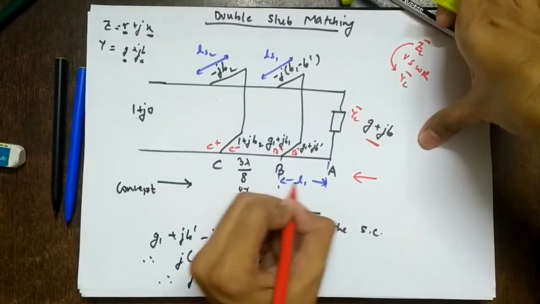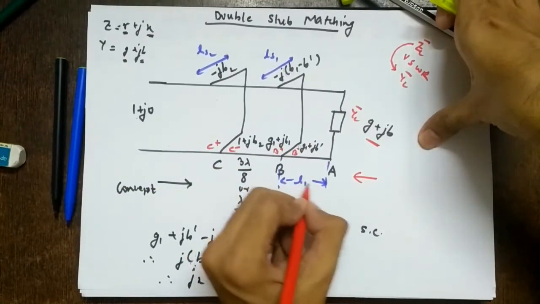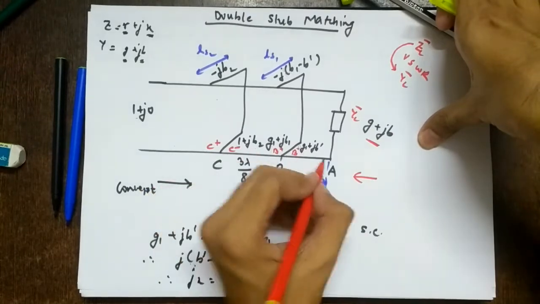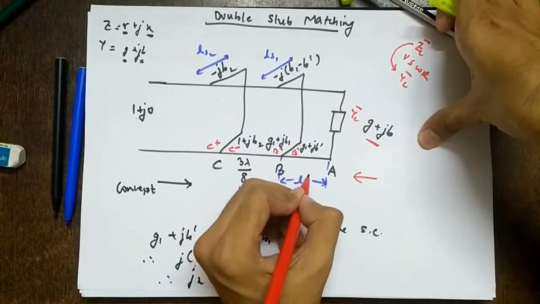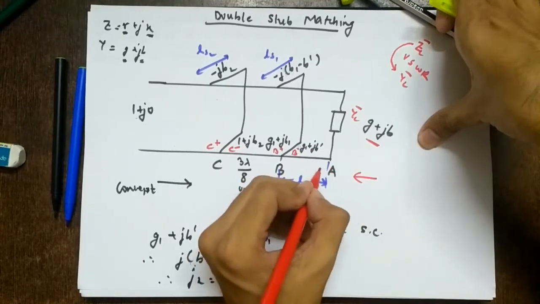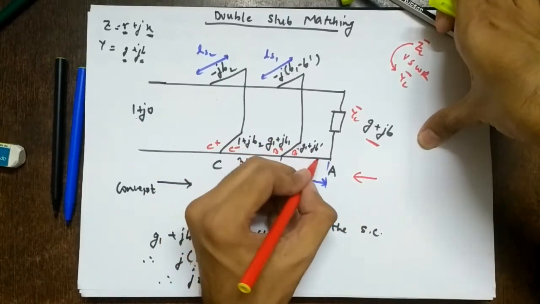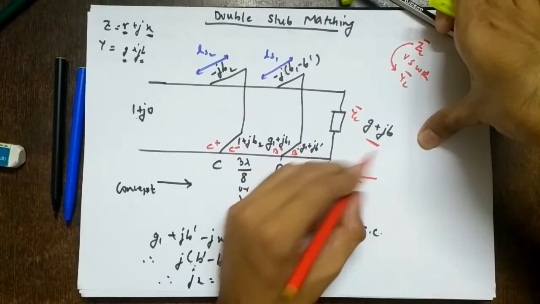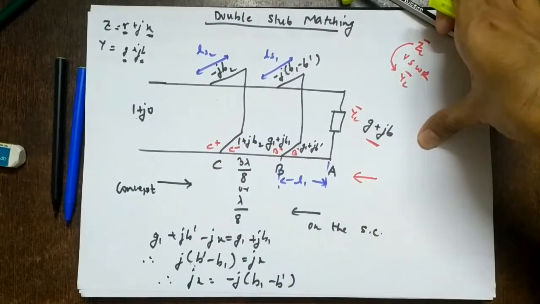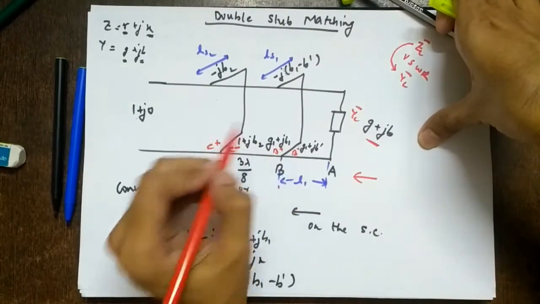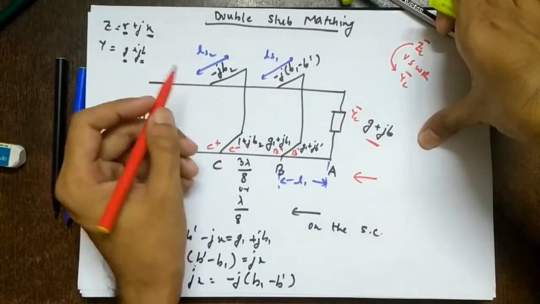Then move any arbitrary distance, because we have no constraint on this distance. We have a constraint only on this distance. So move any arbitrary distance L1 on the Smith chart. In which direction? Clockwise, because we are moving away from the load, that is, towards the generator. So you will encounter G plus JB. Since you are moving on the transmission line, it will change to G1 plus JB prime. So you have encountered the point B minus. From A you have come to B minus.